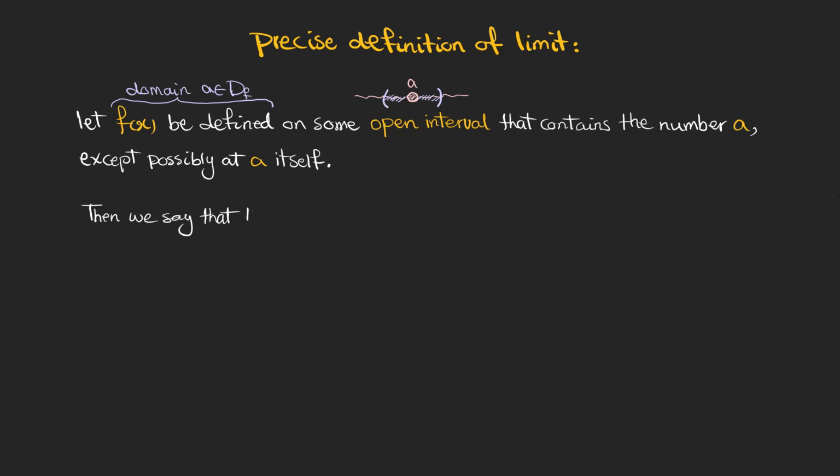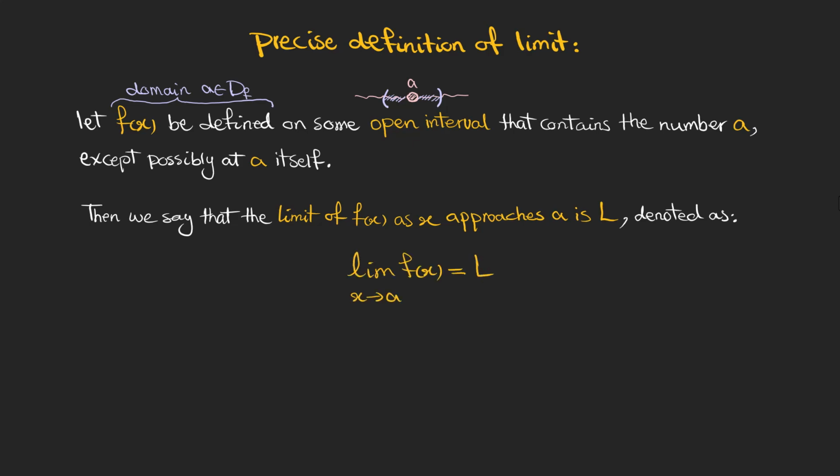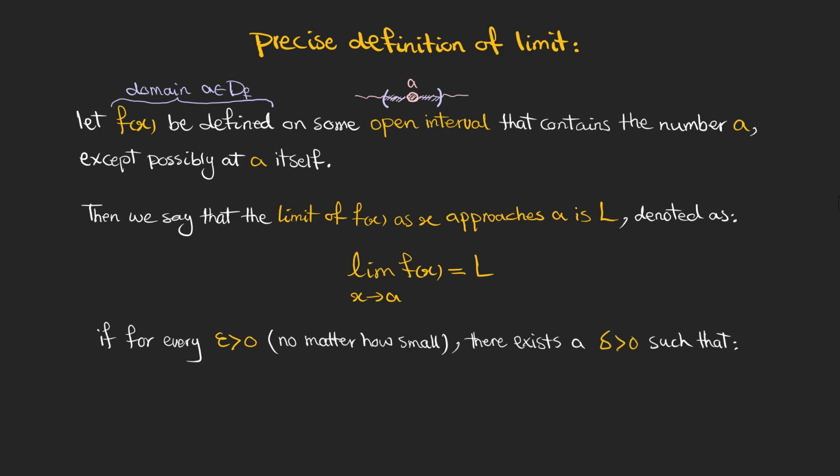Then we say that the limit of f of x as x approaches a is L, which can be written as this expression, and I think it's obvious except the word approaching that needs to be clarified. The rest of the definition provides this clarification. If for every positive epsilon, there exists a positive delta such that this expression is true. And I guess we need to talk about it a little bit.